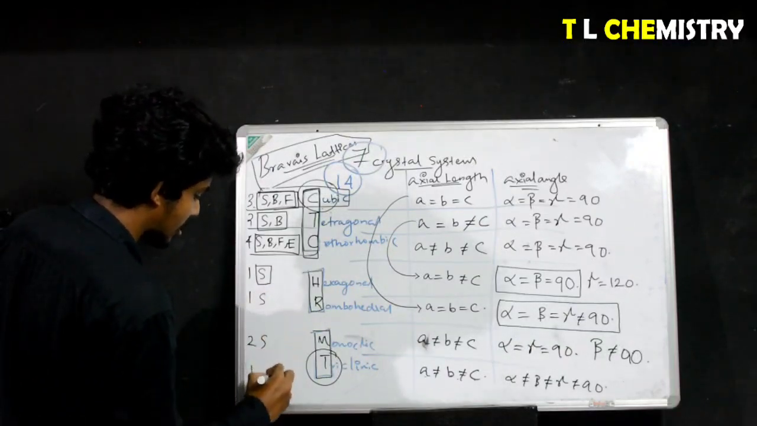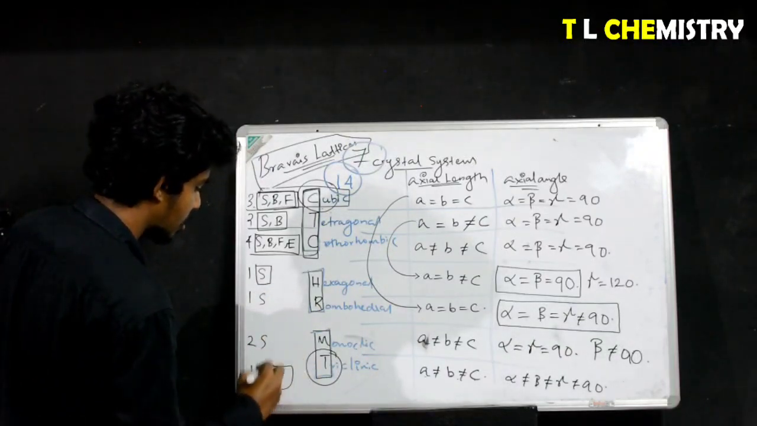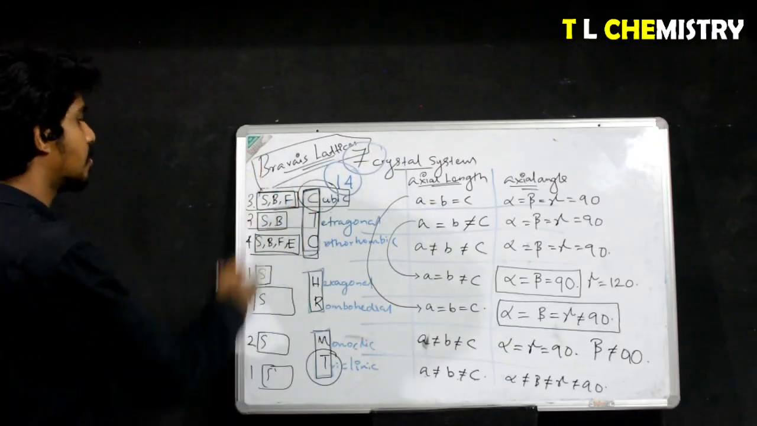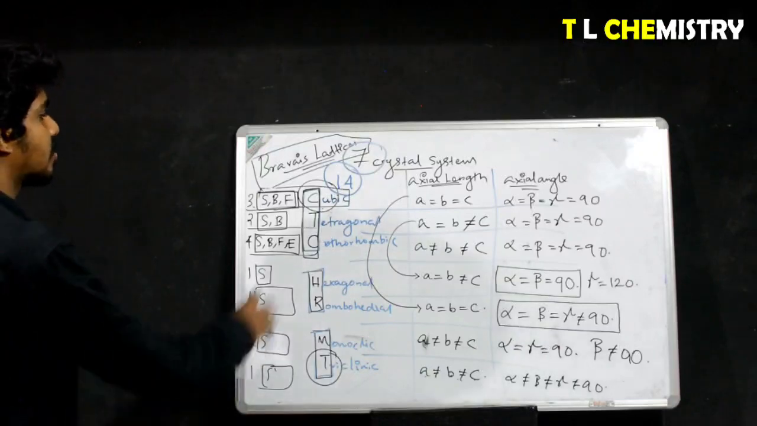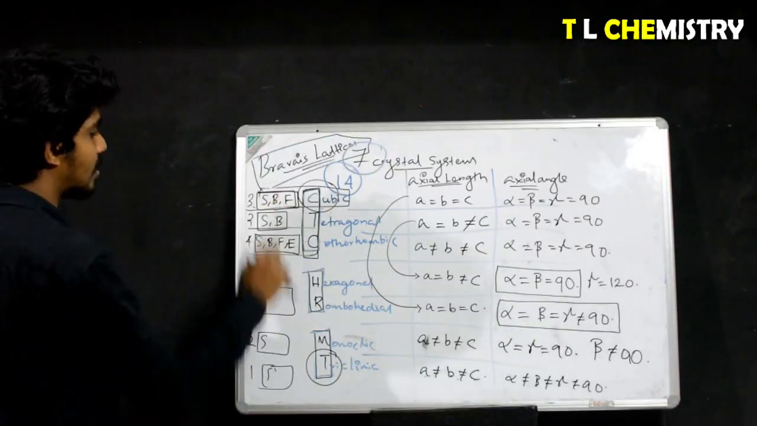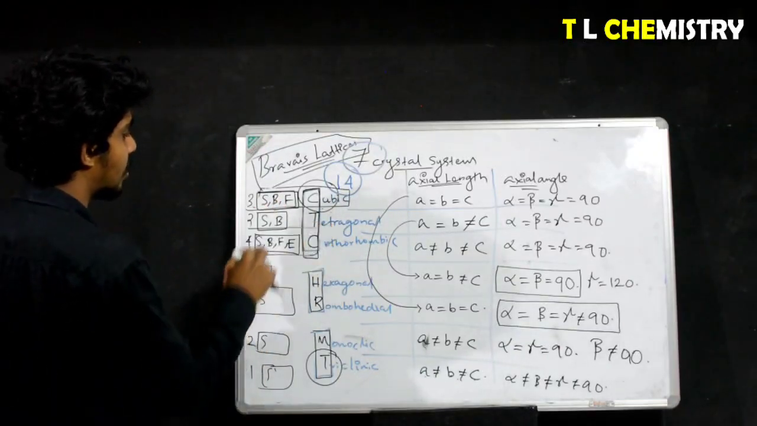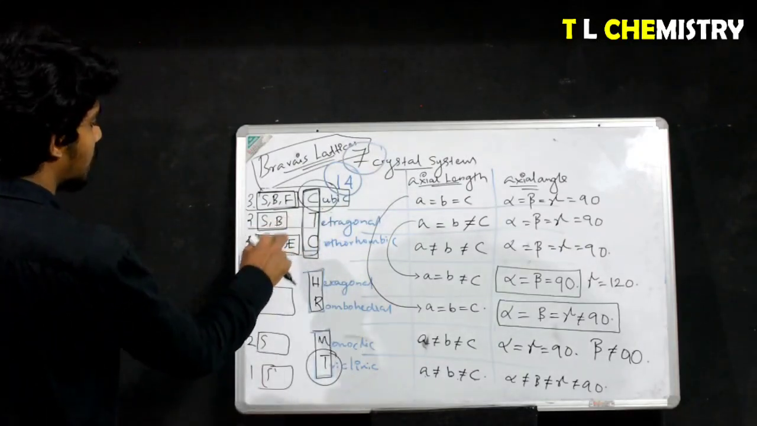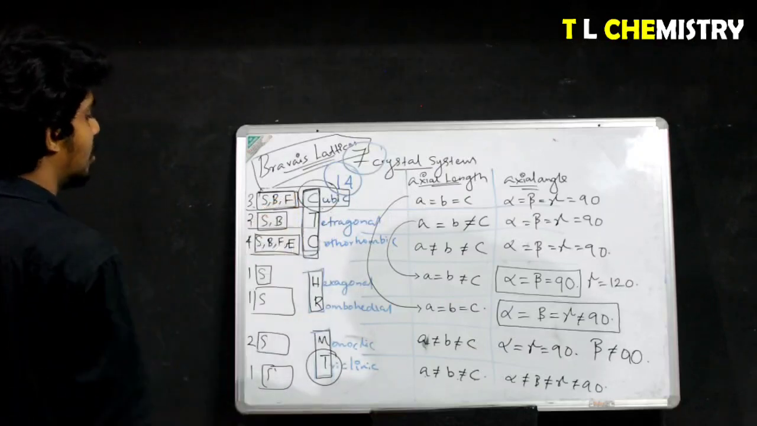All the crystal systems possess the simple cubic Bravais lattice. In the cubic system, body centered and face centered are additional. In the tetragonal system, body centered cube is additional. In the orthorhombic system, body centered cube, face centered cube and end centered cube are also there.